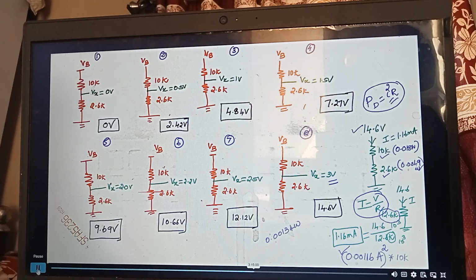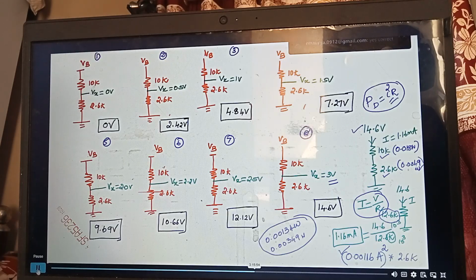And for the second resistor, the same current into its value. Its value is 2.6K, K means 1000. So 0.00116 into 0.00116 into 2.6 thousand. So it will be 0.00349. So please check the answer.